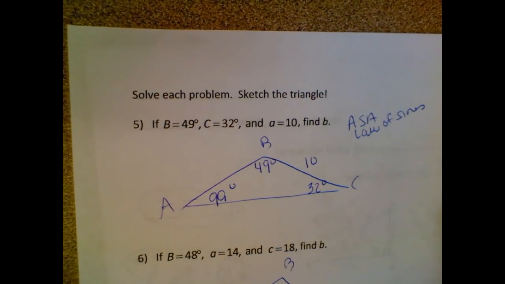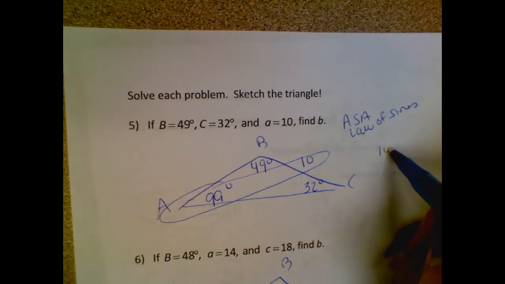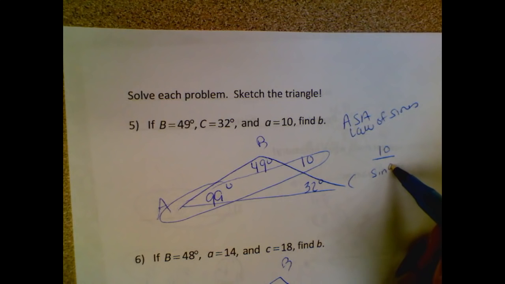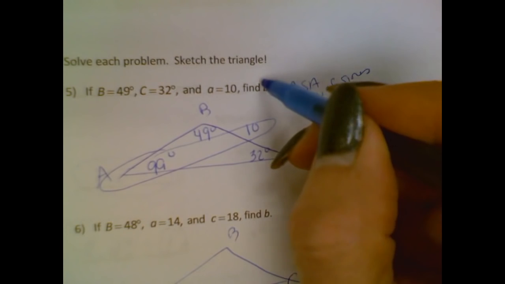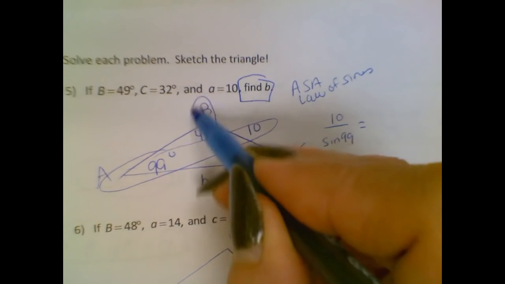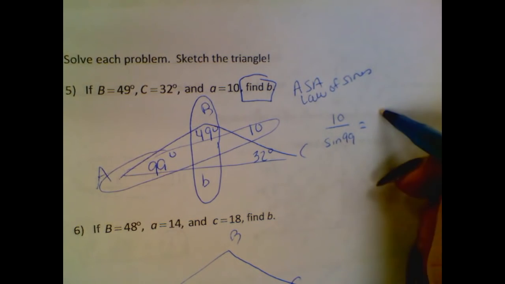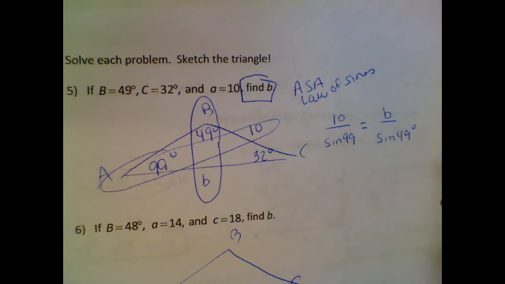And law of sines. The only one that we know both parts to are the A's. So side A over sine of angle A. That one is one of your ratios. And they're asking us to find B, just the B. So I'm going to put the B in here, and we're going to use this ratio. So this is little b over sine of the big B, 49 degrees.